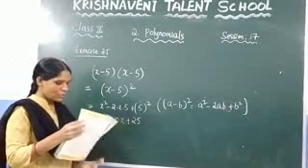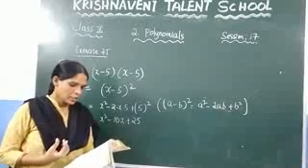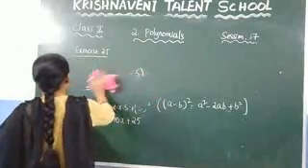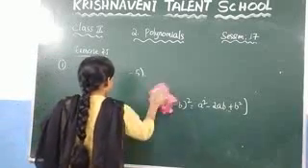Now see the next question. Here the third question is your homework. What is given? (3x + 2)(3x − 2). So it is in the form of what?